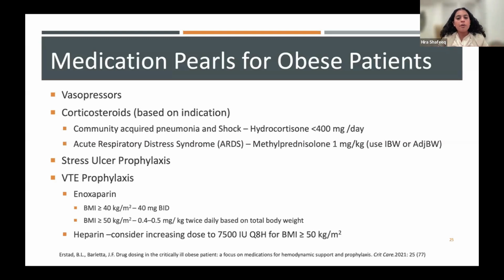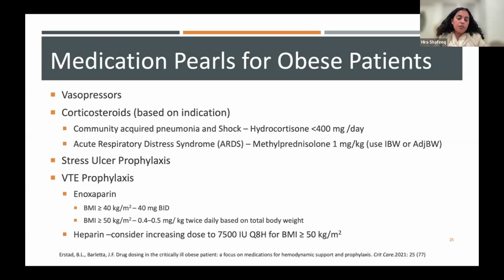So for community-acquired pneumonia and shock, hydrocortisone is typically given at up to 400 milligrams a day. The authors recommend to continue giving that medication, whether you want to give it 100 milligrams TID or continuous infusion as recommended by some of the shock guidelines. They don't recommend any adjustment for community-acquired pneumonia and shock indication.